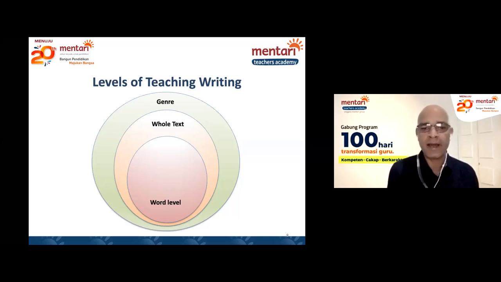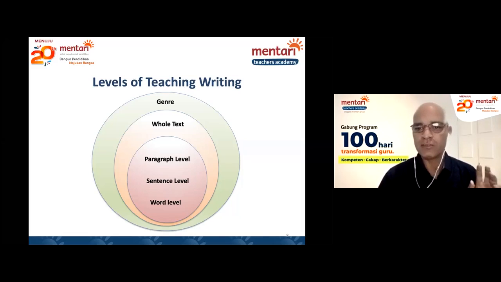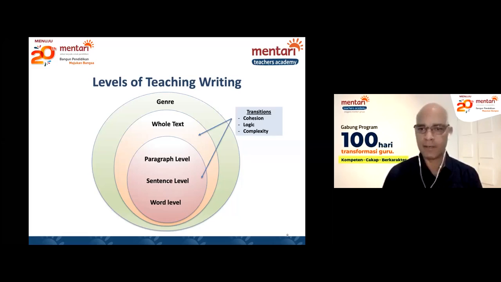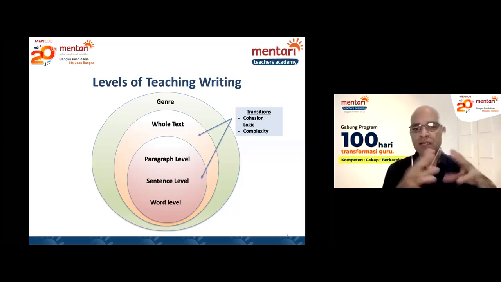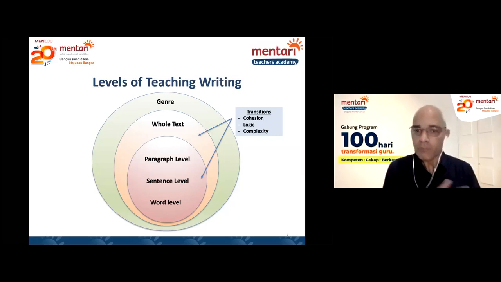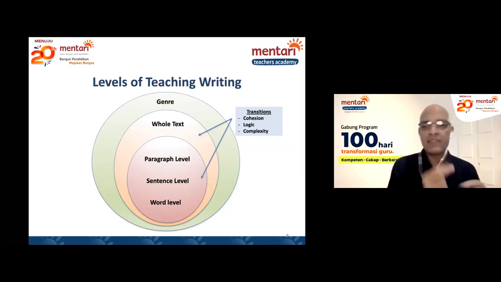the focus of the writing will change based on the words they're using, the sentences they're using, and the paragraphs that they're using. Okay, and that's when we're teaching transitions. This is what we're talking about. We're talking about how cohesive, how this text is glued together, right? Does it make sense? Do the ideas make sense? Is there logic, right? And is there a mix of simplicity and complexity in the text?